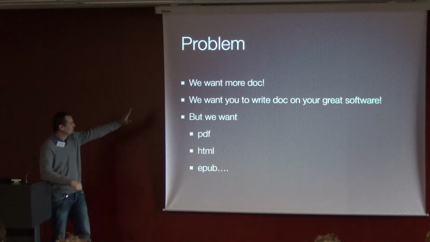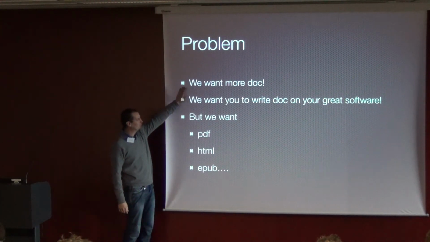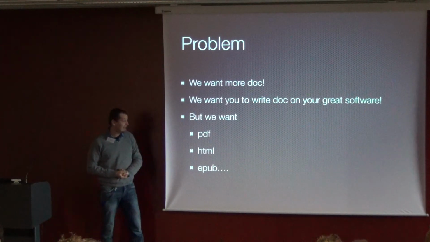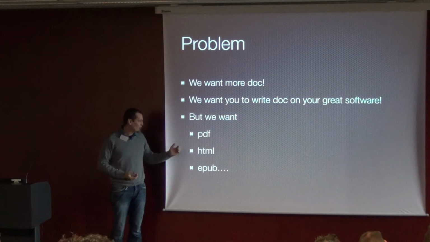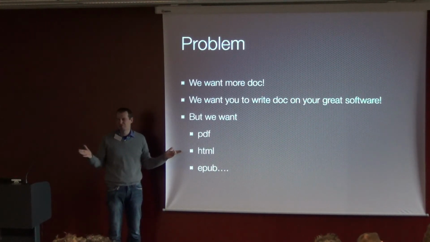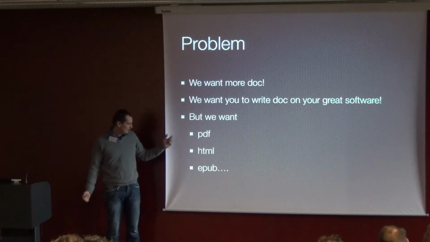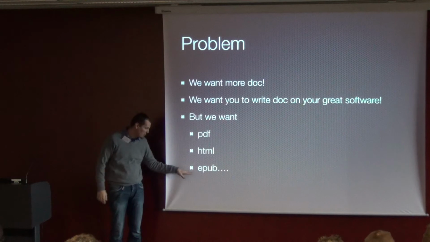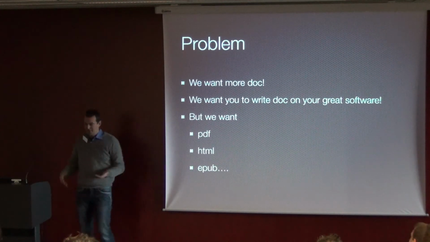So the idea is that we want you to write more docs, and of course, we want PDF because I hate to read documents that are using bad fonts. HTML because you want the robots, you want Google things, and some people maybe want EPUB. So how do we do that?